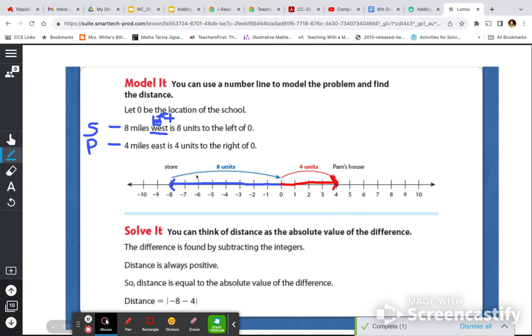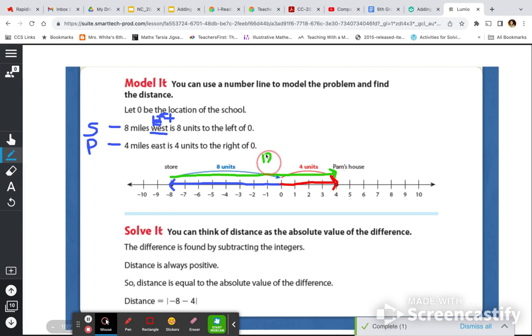So if the truck is starting at the store and travels to Pam's house, what is the distance? So we would just go from here, the store, to Pam's house, which is here at 4. So the total distance would be 1, 2, 3, 4, 5, 6, 7, 8. Back at the school. Keep going. 9, 10, 11, 12. So the distance would be 12.